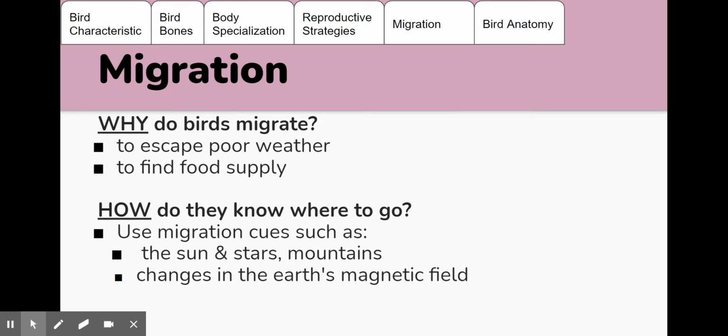So birds are also unique because they migrate. So why do they migrate? To escape the bad weather and to find a better food supply, because once there's snow on the ground, a lot of their food is gone. How do they know where to go? They use some migration cues, such as the sun and the stars and the mountains, or even the change in the Earth's magnetic field based on the seasons.